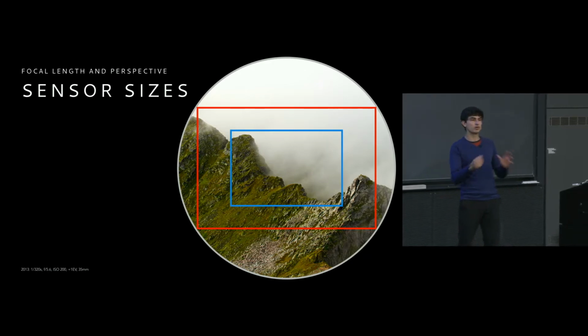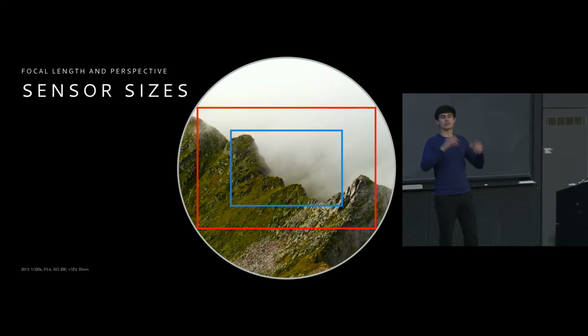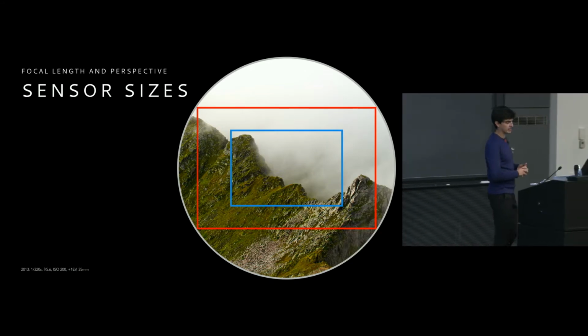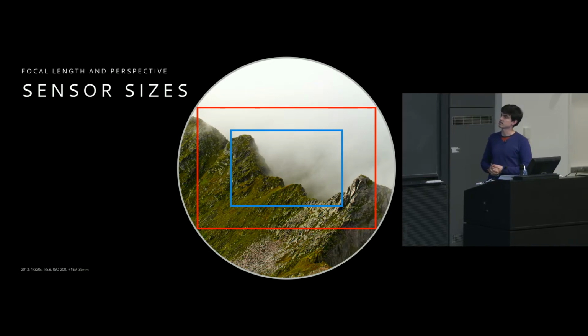But if you were able to take a photograph with that, you would actually see that the corners of that image were cropped. There's a significant amount of vignetting because of the smaller sensor, or the smaller lens size as a result.